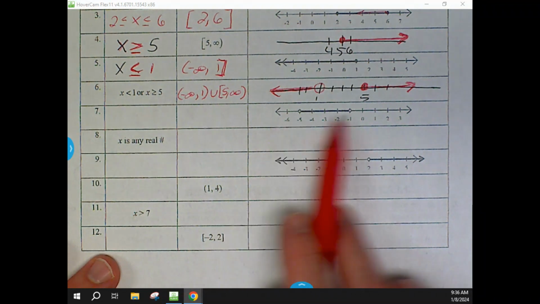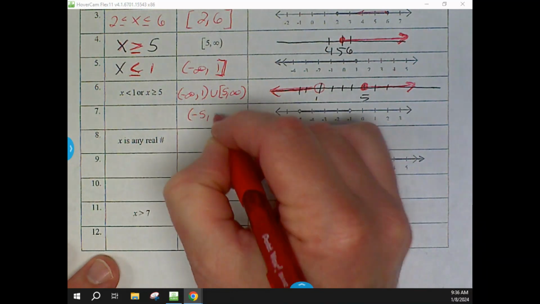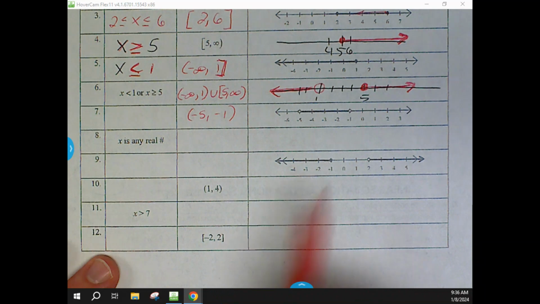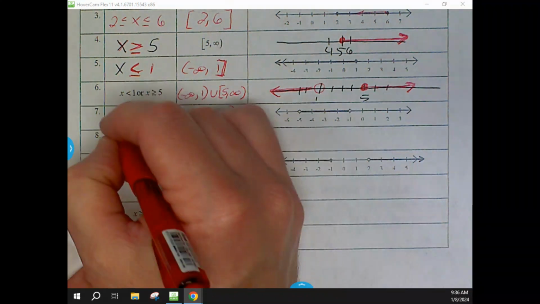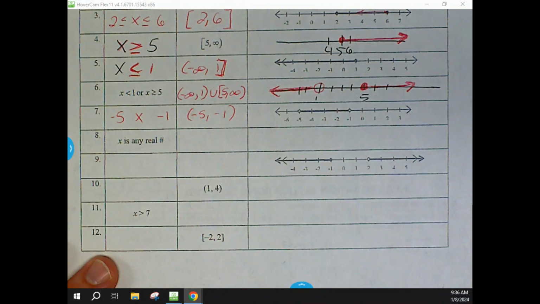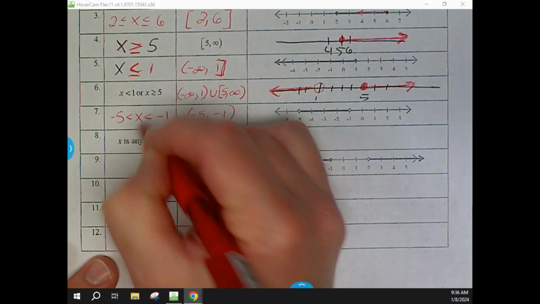Okay, 7. We're stuck in between -5 and -1. So this one's actually not bad. We'll do -5, -1. Both of them are open parentheses, so are open circles, so they'll both be open parentheses. And again, we're keeping everything between those two numbers, so we're going from -5 to -1. X is in the middle. They're both open circles, so they'll both be less than.